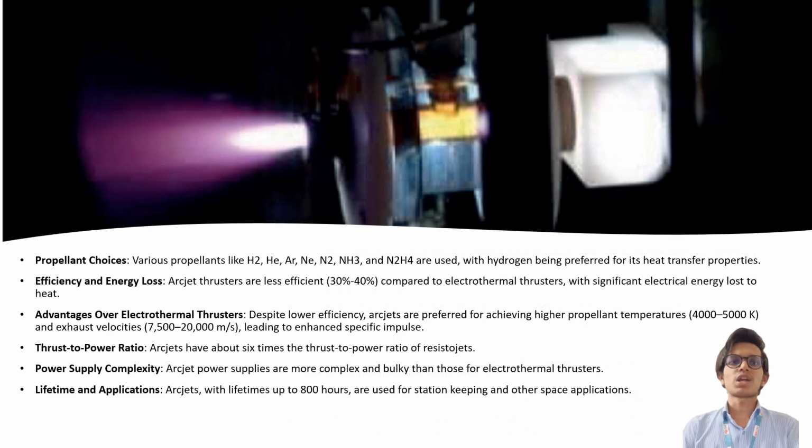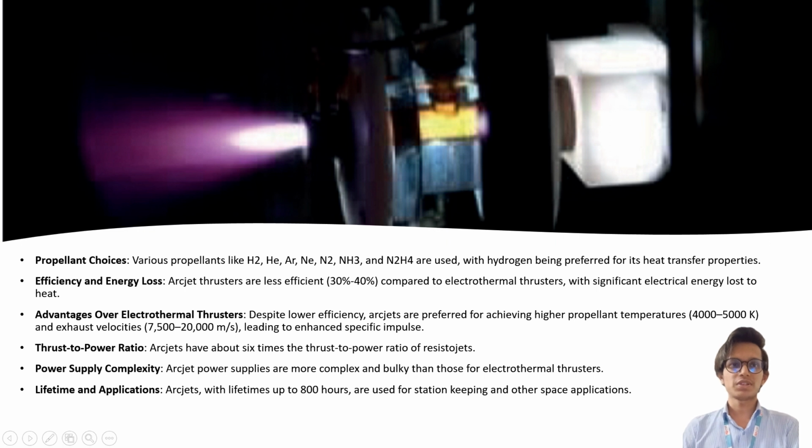Now, what are the propellant choices according to their efficiency? Various propellants like hydrogen, helium, argon, neon, nitrogen, ammonia, and N2H4 are used, with hydrogen being preferred for its heat transfer properties. Despite being less efficient compared to electrothermal thrusters, arc jets achieve higher propellant temperatures and exhaust velocities, leading to enhanced specific impulse. The thrust to power ratio is significantly higher than the resistojets in arc jets.